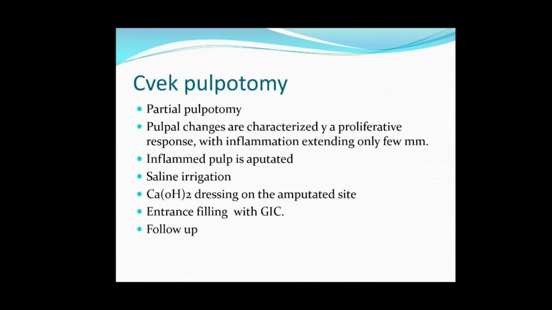Coming to the Cvek pulpotomy, it is otherwise called a partial pulpotomy. The pulpal changes are characterized by a proliferative response with inflammation extending only a few mm. Inflamed pulp is amputated and saline irrigation is done, followed by placement of a calcium hydroxide dressing on the amputated site, and an entrance filling is given with GIC and a follow-up is needed. It is similar to a direct pulp capping method.